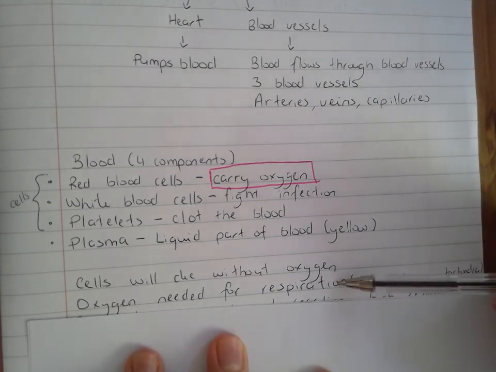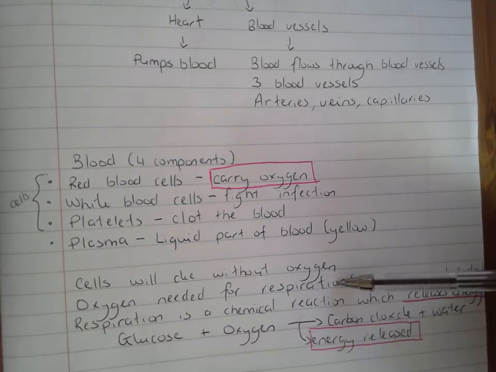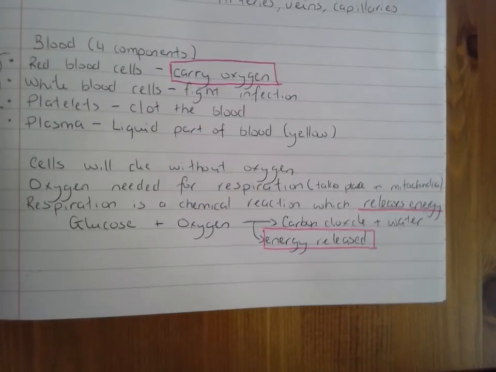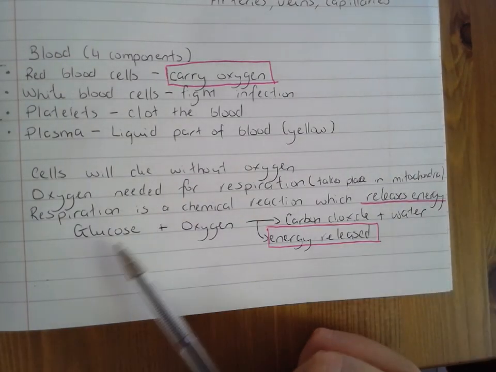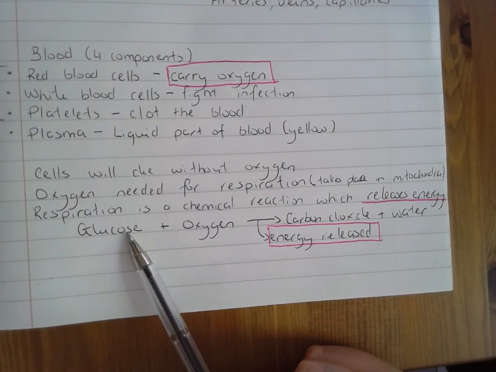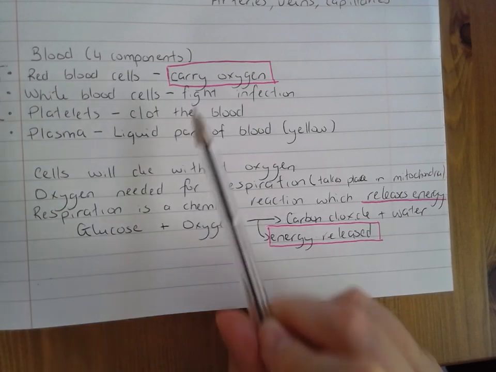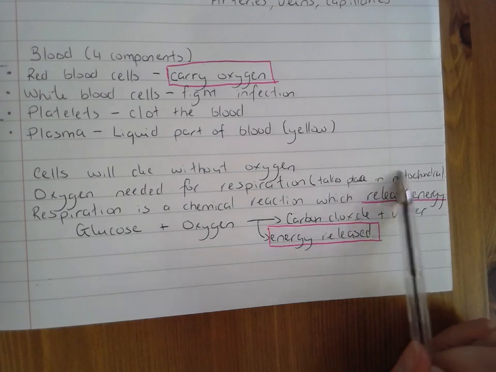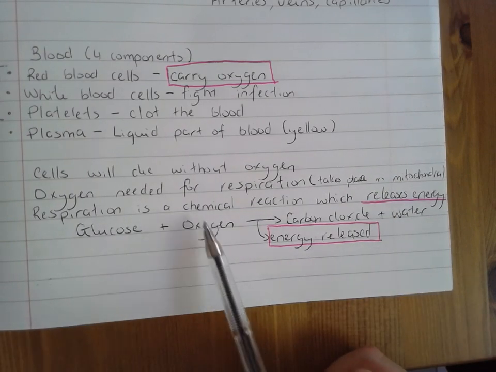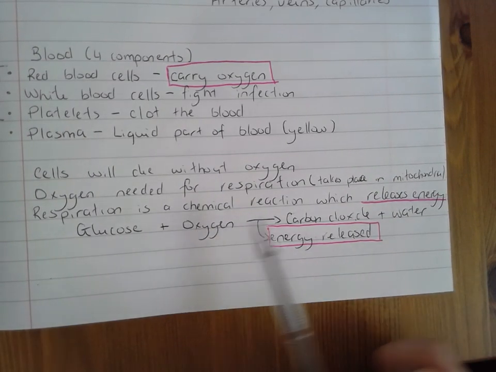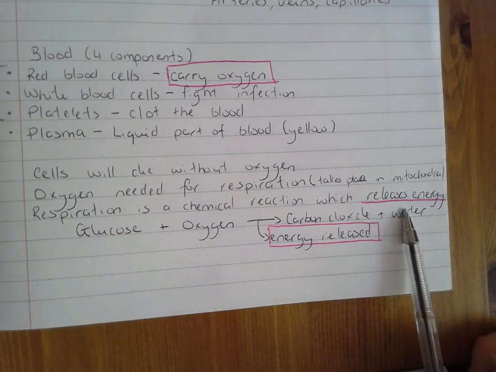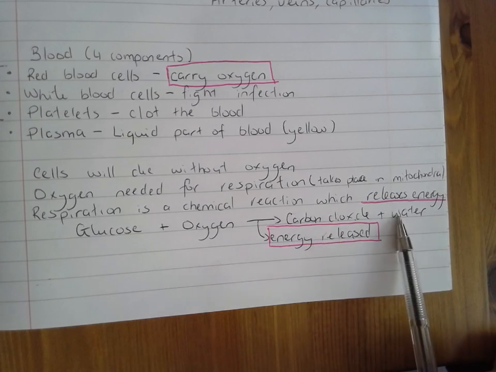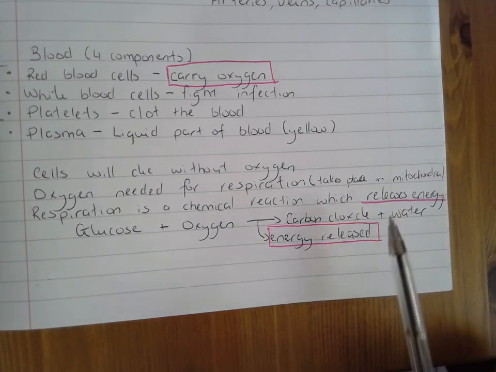So what exactly do I mean by respiration? Respiration is a chemical reaction between glucose and oxygen. You get glucose from the food you eat, and you get oxygen from your red blood cells. In the mitochondria of your cells, the glucose and the oxygen react with each other. When they react, they form carbon dioxide and water. The purpose of respiration is not about making the carbon dioxide and the water. You actually breathe them out because you don't need them.